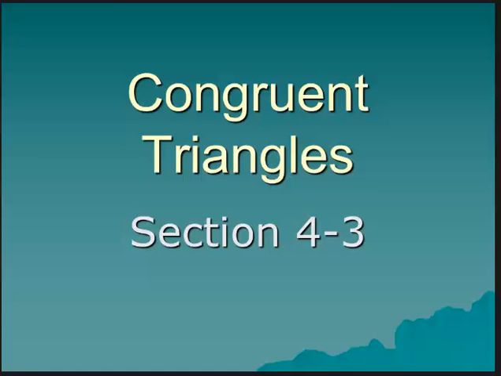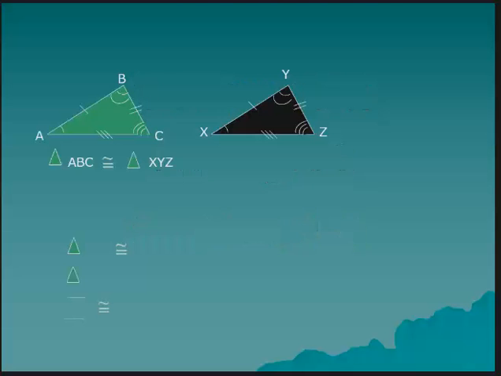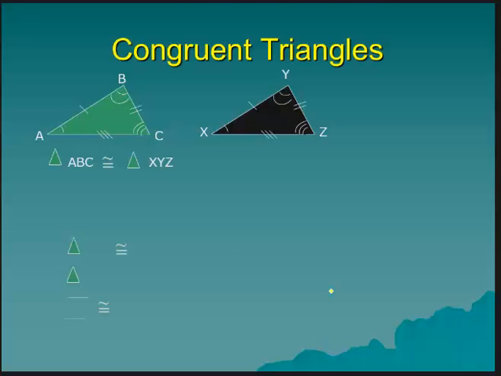Today, we are talking about congruent triangles. Remember what that word congruent means? It means that they have the same measure. So here's a picture of two congruent triangles. We have triangle ABC and triangle XYZ.